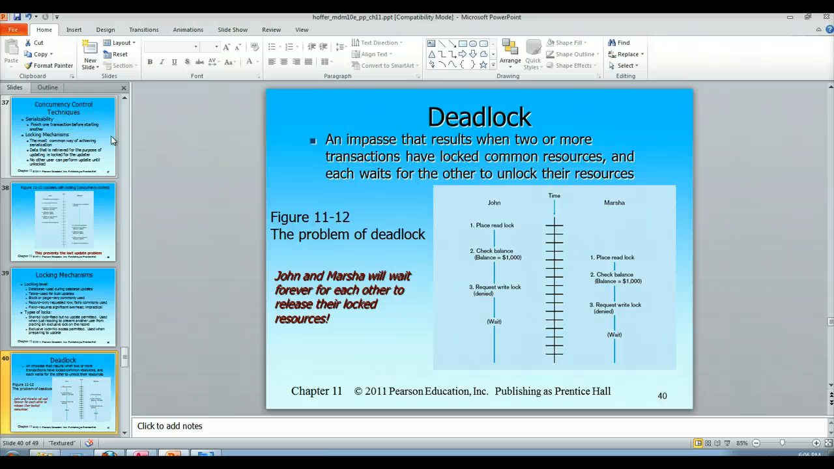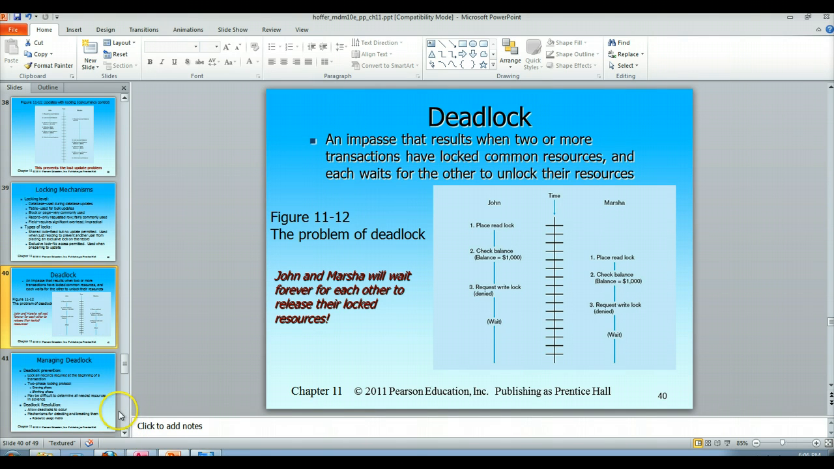So John and Marcia again try to produce their transaction. John places a read lock and he checks his balance. Marcia also places a read lock and checks her balance, and now they both have read locks. So John requests a write lock, and then Marcia requests a write lock. And they're both denied, and they're both stuck waiting and looping. So there has to be a way to get out of that deadlock.